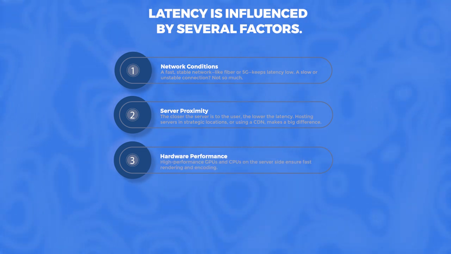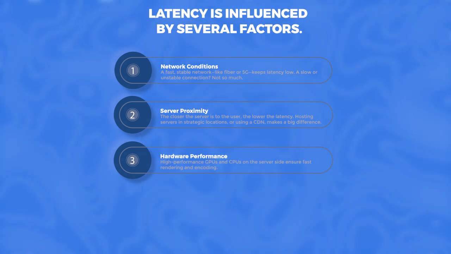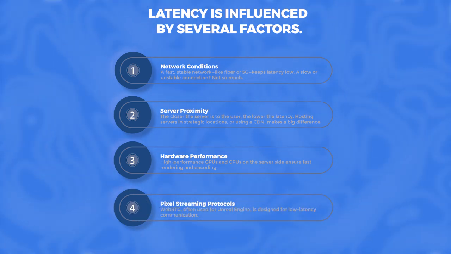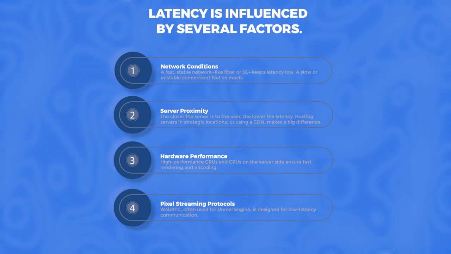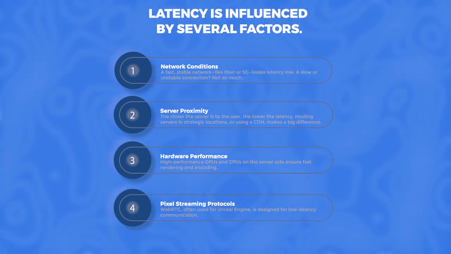3. Server hardware. High-performance GPUs and CPUs on the server side ensure fast rendering and encoding. 4. Pixel streaming protocols. WebRTC, often used for Unreal Engine, is designed for low-latency communication. It's a mix of these elements that determines how smooth or laggy your experience will be.